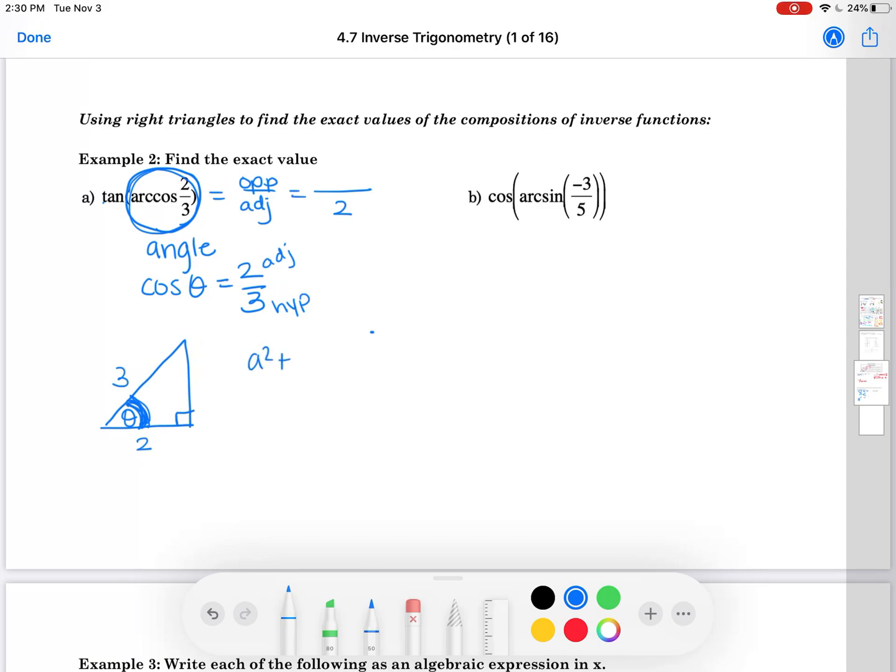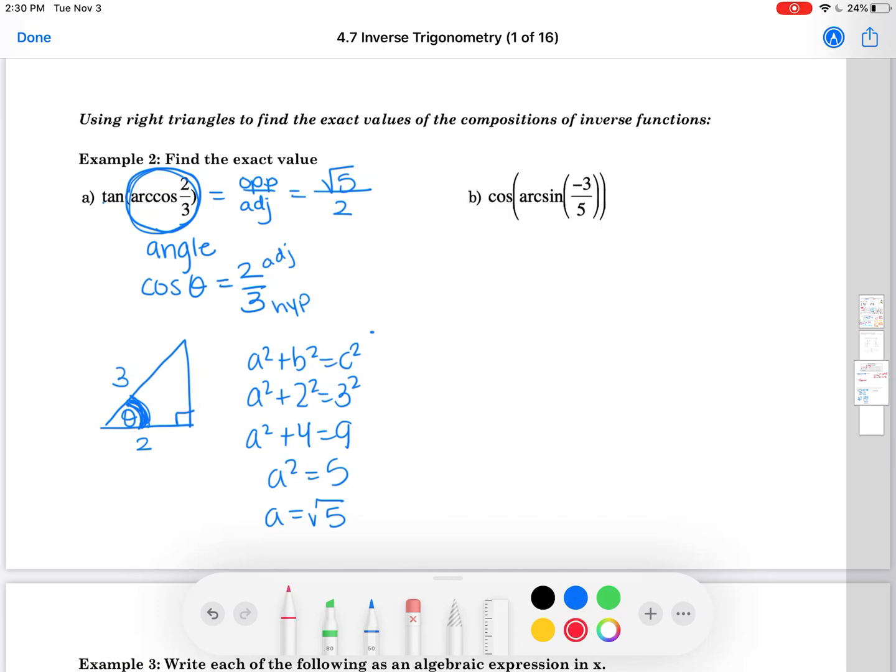I can do the Pythagorean theorem. So we have a squared plus b squared is equal to c squared. So a squared plus 2 squared is equal to 3 squared. So a squared plus 4 is equal to 9, which gives us a squared is 5. So we're going to get a is the square root of 5.